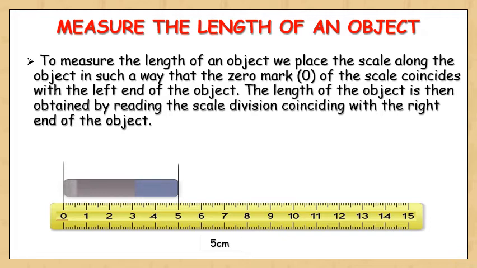Now the length of the object is obtained by reading the scale division coinciding with the right end of the object. For example, in the figure you can see that the reading of the scale at the right end of the eraser is 5 centimeter. So the length of this eraser is 5 centimeter.